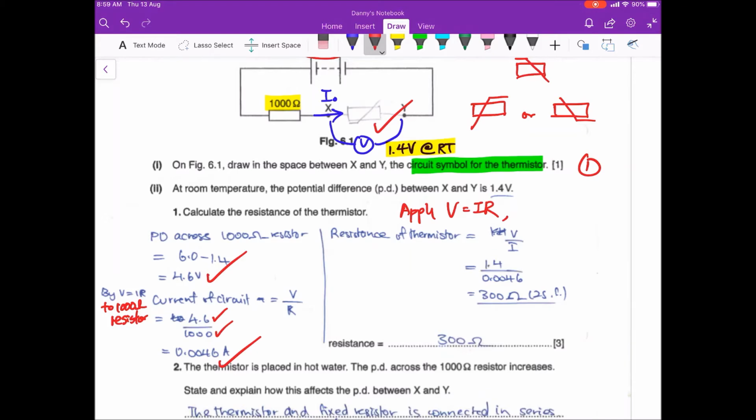Okay, apply V equals IR to the thermistor. So here, rearrange the formula. The V for the thermistor, the PD, is 1.4. Current will be the current of the circuit, and then he found the answer. Okay, good.